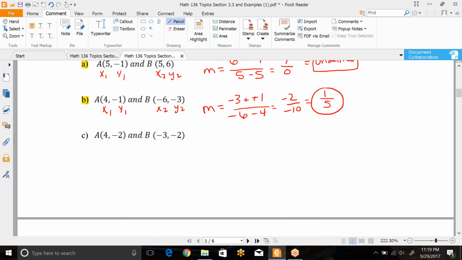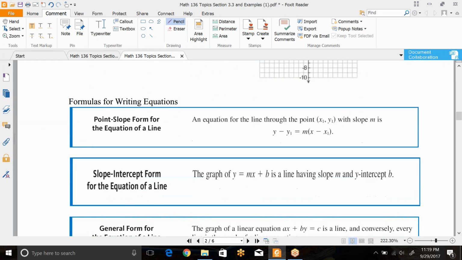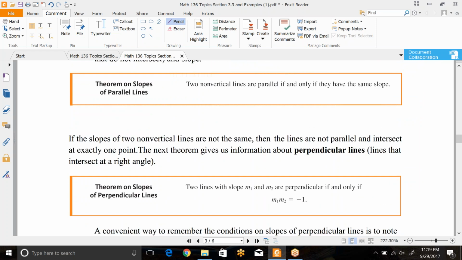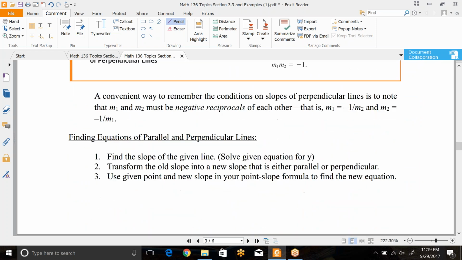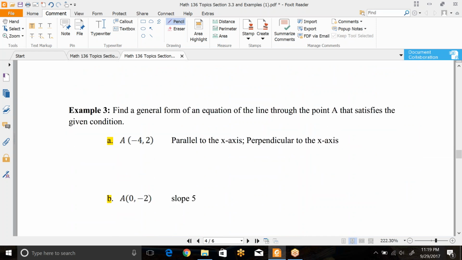We did C in class, so let's move on to the next part. We did the graphs. So we're going to be wanting to write equations. Remember that to find the equations of lines, we need to have a slope and we need to have a point. If we're dealing with parallel or perpendicular lines, we need to know the slope of the line we're trying to be parallel or perpendicular to.